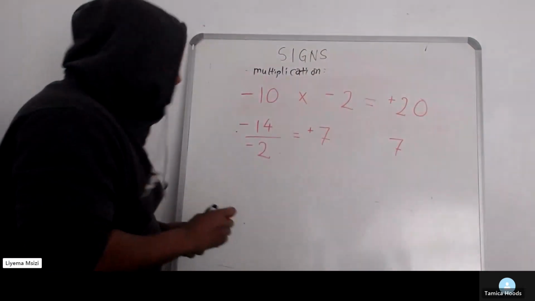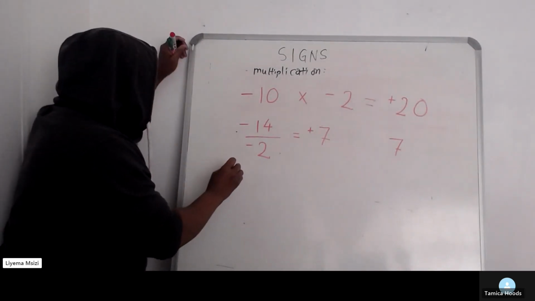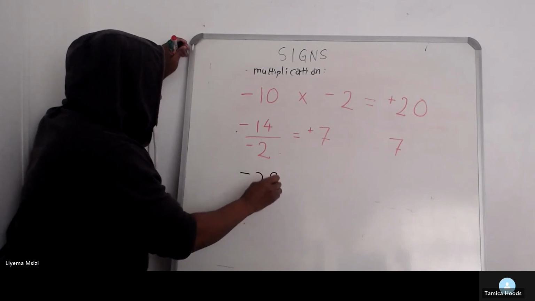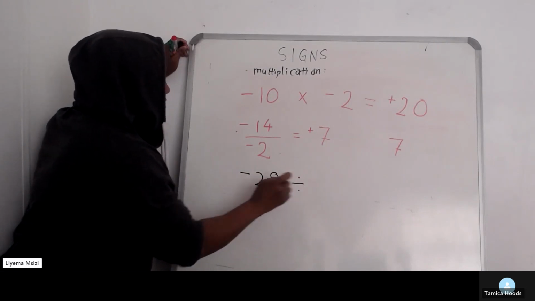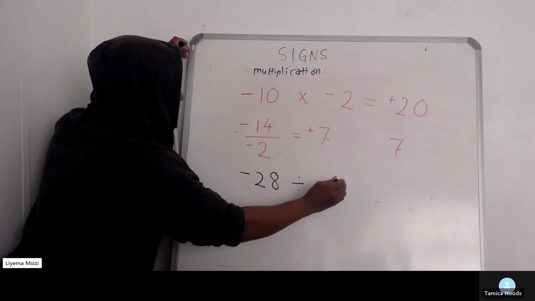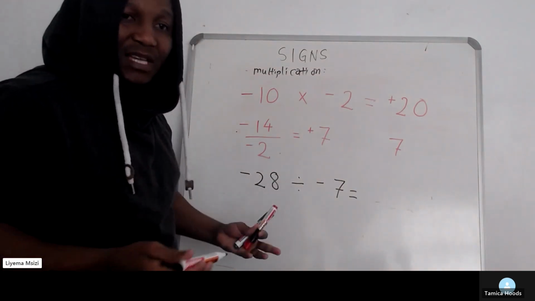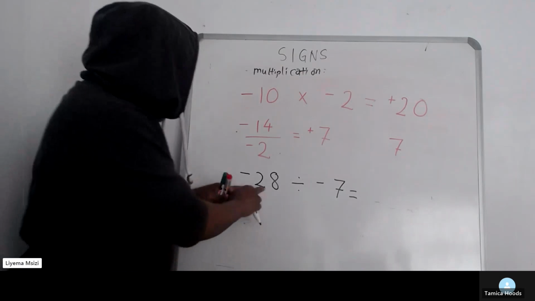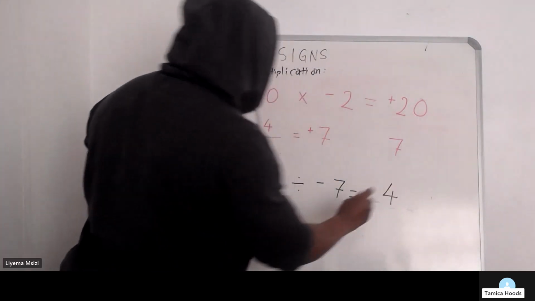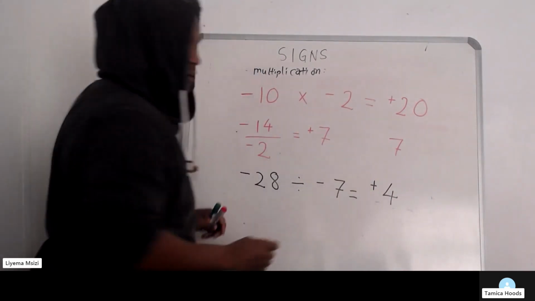Okay. More examples. Let's say you're given negative 28 divided by negative 7. Since there's a division or multiplication, we say 28 divided by 7 equals 4. These two signs are the same. Since they're the same, it's going to give us positive 4. Done.